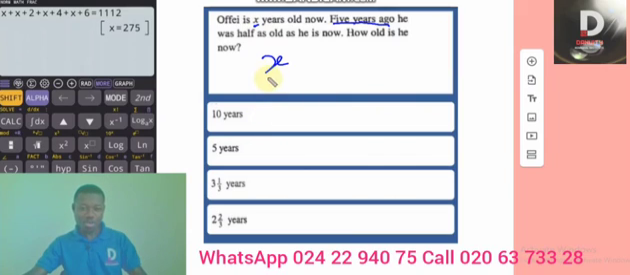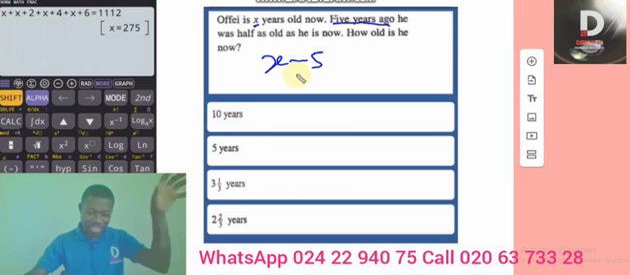5 years ago, he's talking about his past age. So how do you write it? When you subtract 5 from his current age, it will tell you his past age. This is simple, isn't it? It's not maths. It's normal, everyday logic, common sense. You are 20 years now. How old were you 5 years ago? 15. You subtract the 5 years from the 20, your current age, and it gives 15.